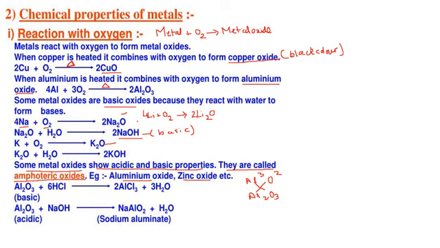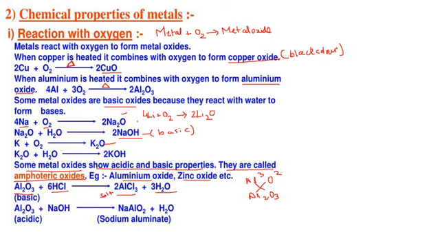Now it is showing acidic as well as basic properties. So let us prove this. When you react aluminium oxide with acid, definitely I am getting a salt and water, right? This reaction is a neutralization reaction. Neutralization reaction happens when base and acid mix together. So I'm getting a salt, and that is aluminium chloride, and water is formed.